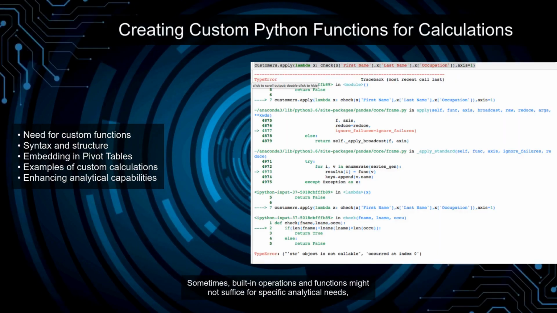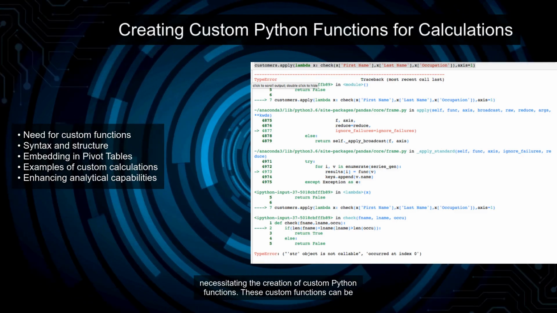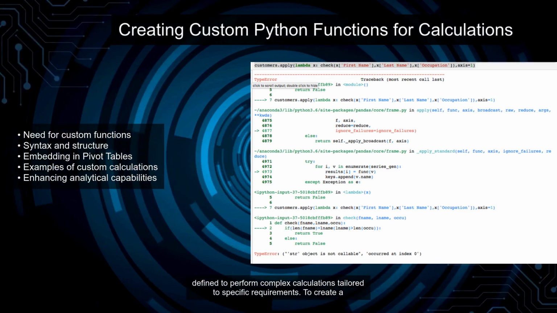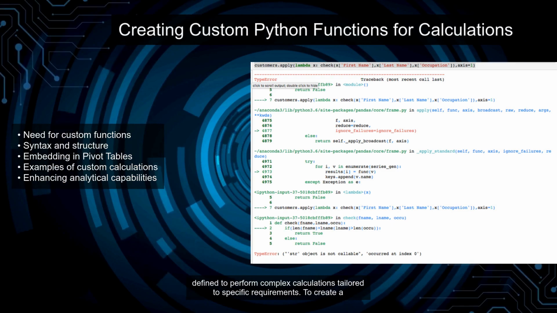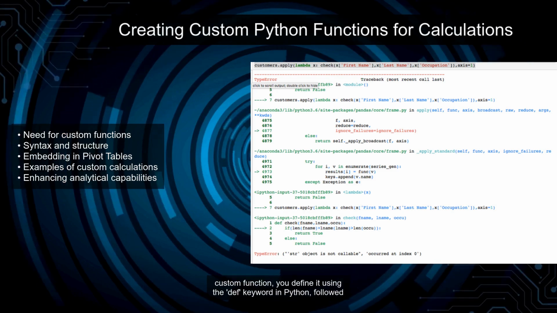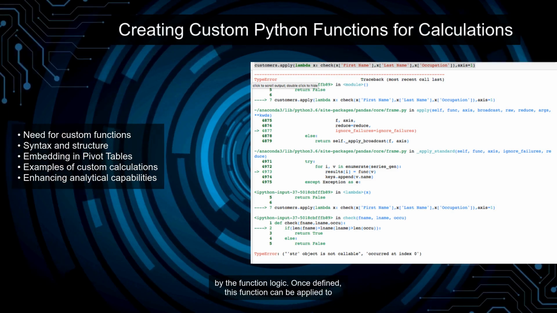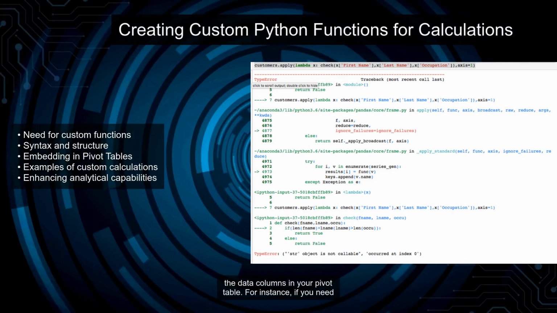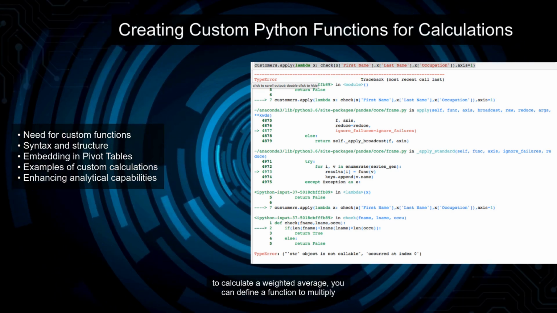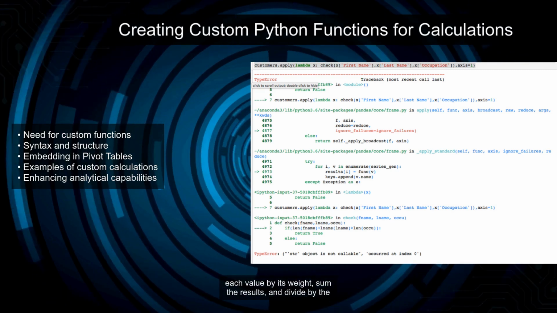Sometimes, built-in operations and functions might not suffice for specific analytical needs, necessitating the creation of custom Python functions. These custom functions can be defined to perform complex calculations tailored to specific requirements. To create a custom function, you define it using the def keyword in Python, followed by the function logic. Once defined, this function can be applied to the data columns in your pivot table. For instance, if you need to calculate a weighted average, you can define a function to multiply each value by its weight, sum the results, and divide by the total weight.